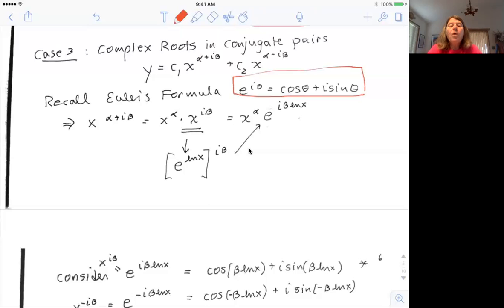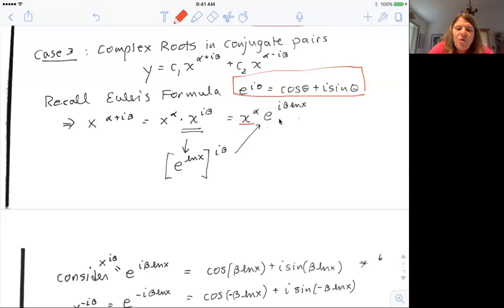Before, when we put it in a different form, it looked like e to the alpha x times c1 cosine beta x plus c2 sine beta x. So we use the real and the imaginary parts to write something in terms of alpha and beta. Okay, so here's what I'm going to do. I'm going to say x to the alpha plus i beta is x to the alpha times x to the i beta. Just break it apart. So I have that x to the alpha up there, and of course that's just x to the real part of the root.